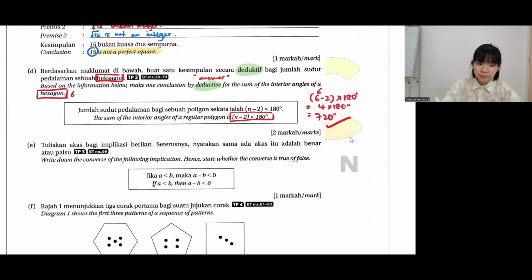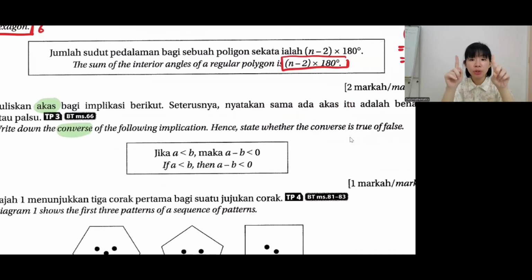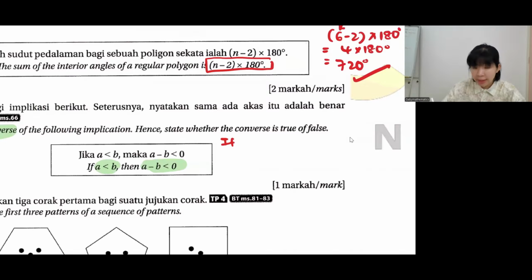Write the converse of the following implication. Guys, highlight this, converse. And then state whether the converse is true or false. Converse means, just now with inverse you add a negation, but the position all remains. So if it's converse, you reverse the sequence. A less than B and A minus B less than 0, reversed. This one you have to copy. If, write the back part first: A minus B less than 0, then A less than B. Jika, then this one, maka.